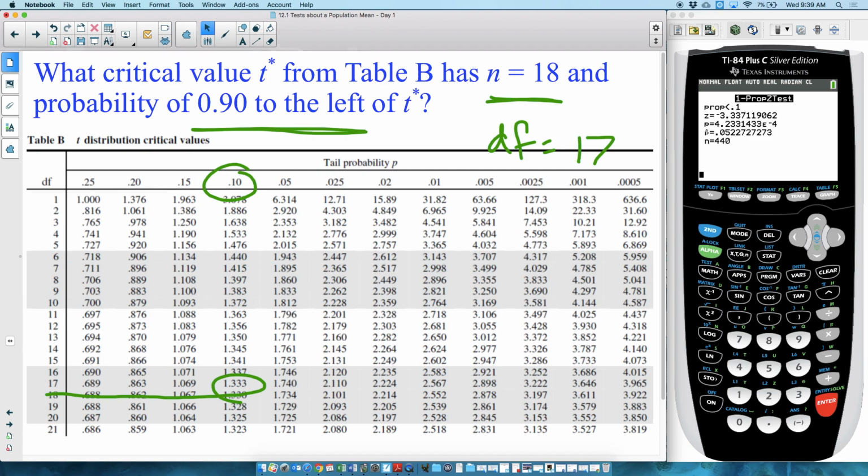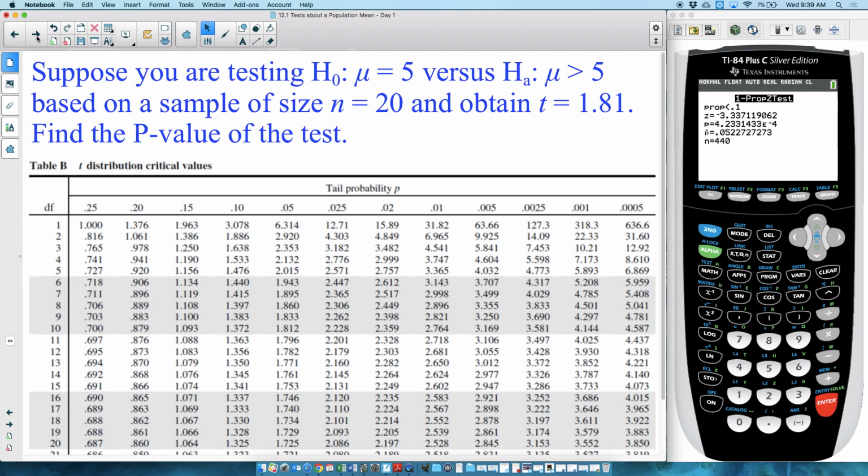One more thing with the t-table. What if we're testing the null hypothesis that mu equals 5 versus the alternative mu is greater than 5 based on a sample of size 20 and get a t value of 1.81? Find the p-value of the test. So our alternative hypothesis is greater than. That's good. That's what the chart is giving us, right? Is to the right. If our sample size is 20, then what are our degrees of freedom? 19. 19 degrees of freedom.